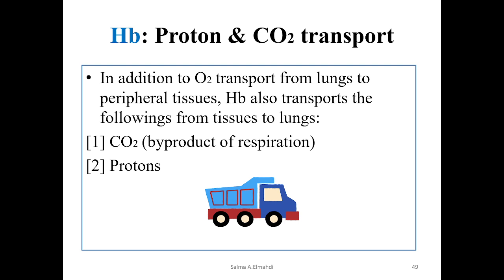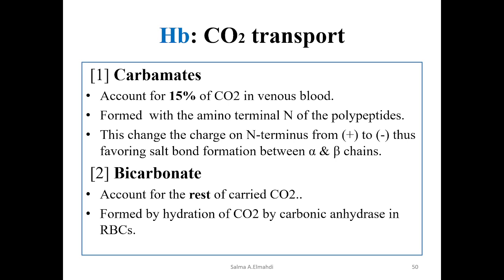Proton and carbon dioxide transport. So as we said, hemoglobin does not only transport oxygen, it also transports carbon dioxide as well as protons. In addition to oxygen transport from the lungs to peripheral tissues, hemoglobin also transports carbon dioxide, a byproduct of respiration, and protons from tissues to the lung. So it is a reverse transport.